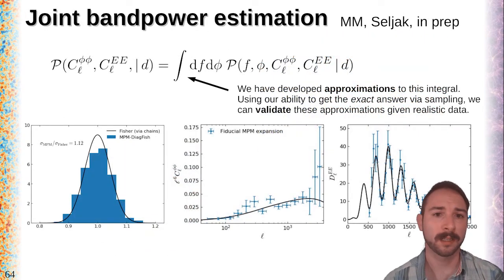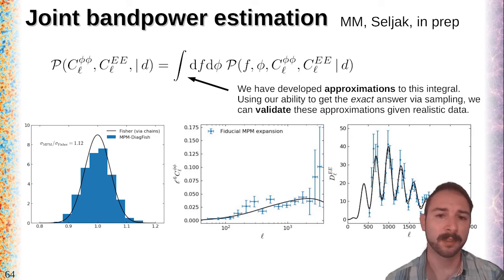Finally, one thing I'm quite excited about is the possibility of joint band power estimation, meaning instead of estimating just a single parameter like A phi, we can estimate the full band powers of phi and perhaps the delensed E and the B modes. That involves doing the integral that you see here, and if you do it with our procedure, it just gets kind of heavy, and there's all these new parameters to sample over. And so with CellJack, I've been looking at ways to approximate this integral and get something which is still quite good.